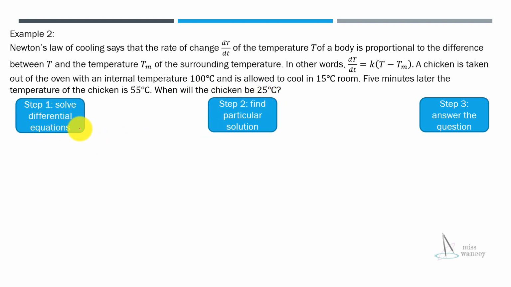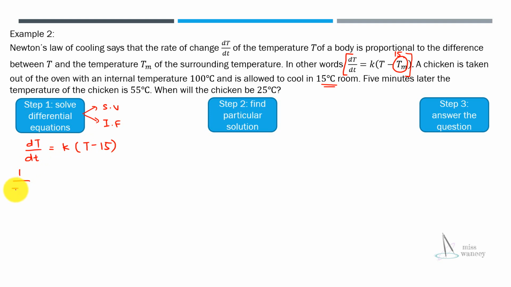Okay, so firstly, we have to solve the differential equation. So glance through the question and check what your differential equation is. So the differential equation is over here, and I do know the value of the surrounding temperature because the room is 15. So this is definitely 15. So I can write down dT/dt is equal to k(T minus 15). And then like I told you before, you have two methods to solve this one, separable variable or integrating factor. Since I can actually do separable variable, let us separate this.